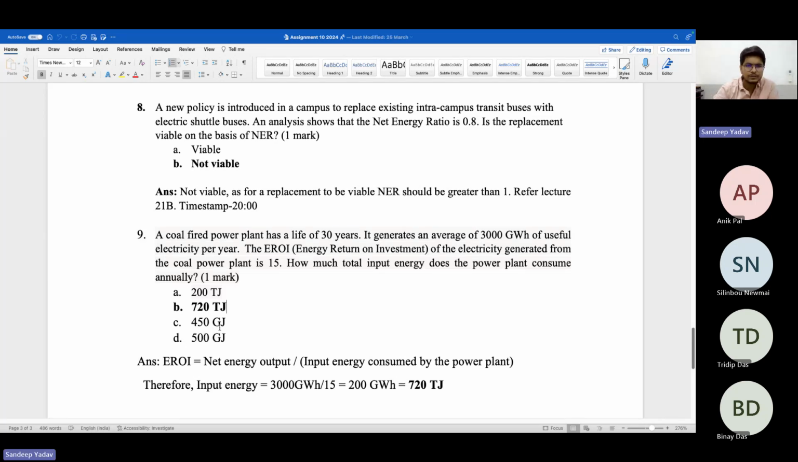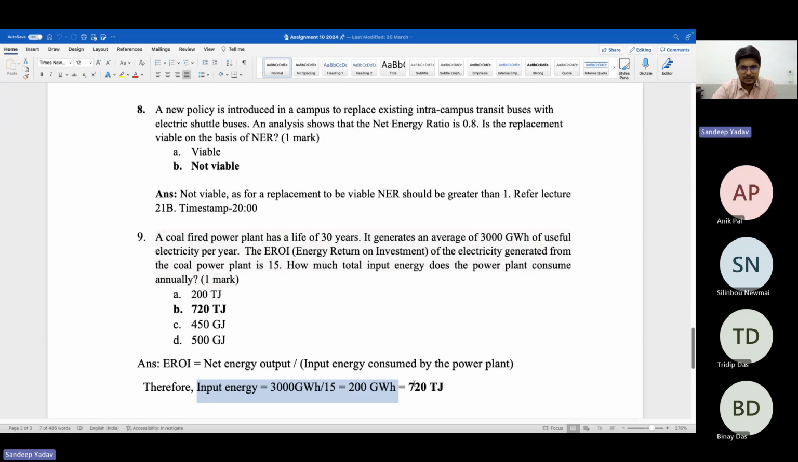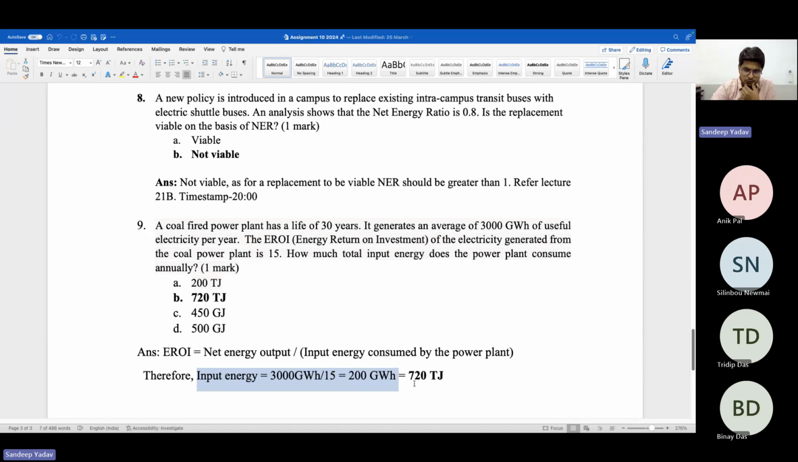So we have to calculate, given the EROI. We know EROI is the ratio of net energy output to the input energy consumed by the power plant. Now the net energy output we already know. It's given as 3,000 gigawatt hour. The EROI of the coal power plant is 15, so we can calculate the input energy from that. That comes out to be 200 gigawatt hour. And finally, it's 720 terajoules.